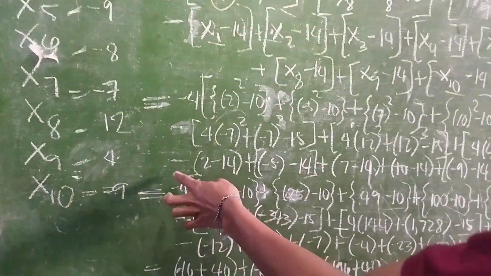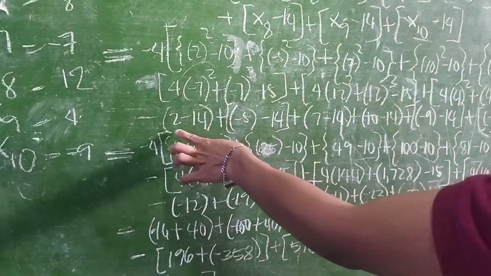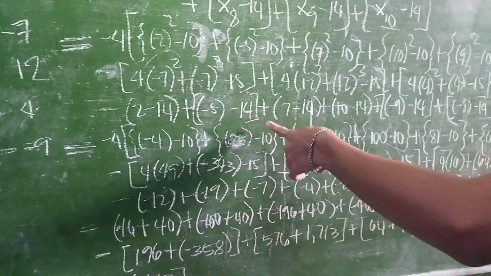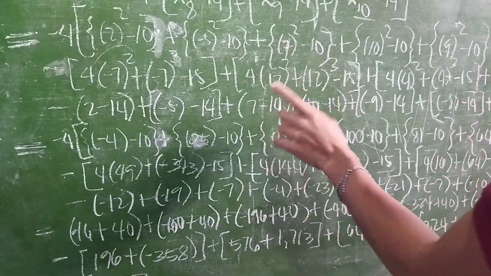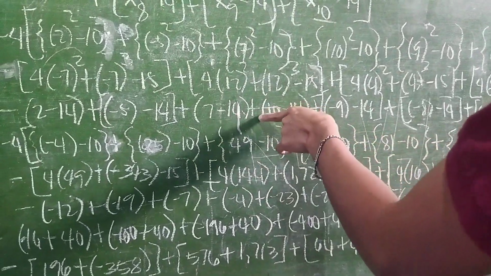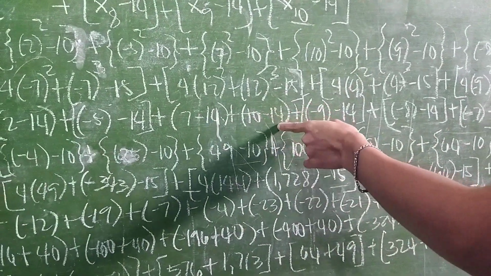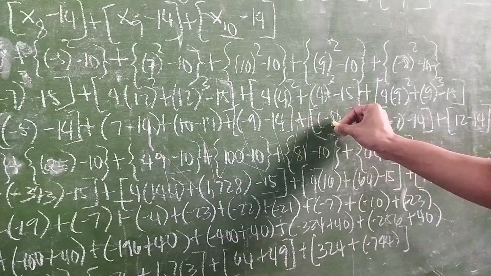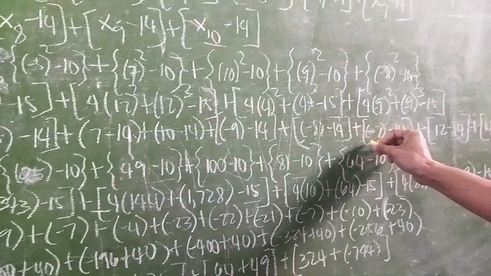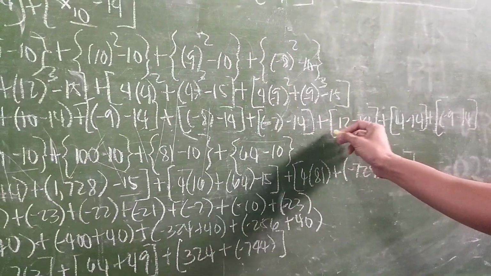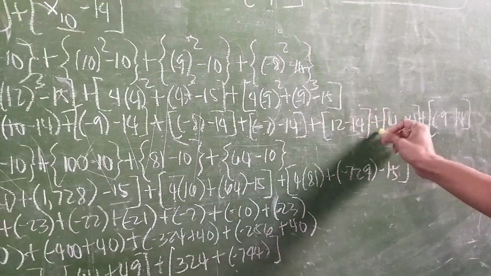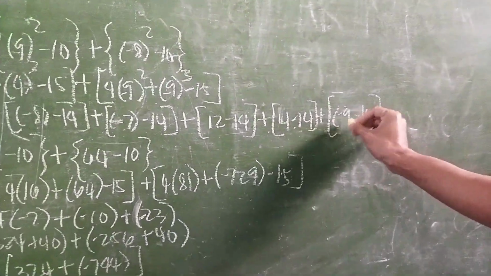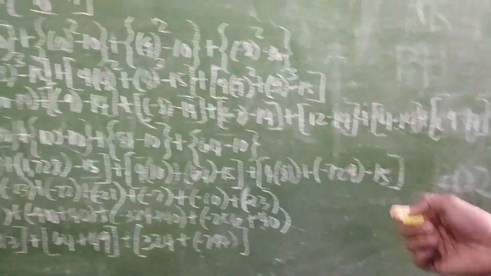Then lastly, 2 minus 14 plus negative 5 minus 14 plus positive 7 minus 14 plus 10 minus 14 plus negative 9 minus 14 plus negative 8 minus 14 plus negative 7 minus 14 plus 12 minus 14 plus 4 minus 14 plus negative 9 minus 14.